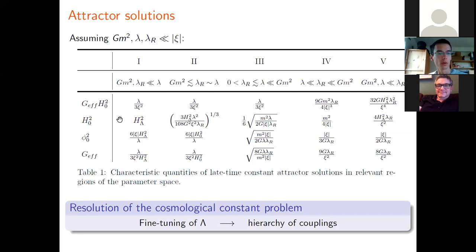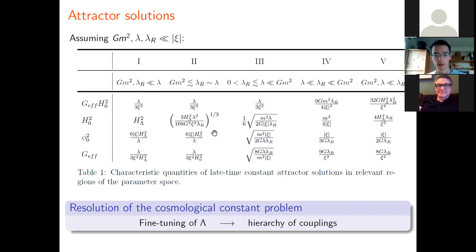So what is really of interest to us is that quantity, because that's the observable. Basically you see that, generically, it's the ratio of the quartic coupling to the non-minimal coupling xi. If this ratio is very small, if it's 10 to the minus 120, then you may be able to account for the observations. So in this model, we trade the fine tuning of lambda for a hierarchy of couplings in the Lagrangian.